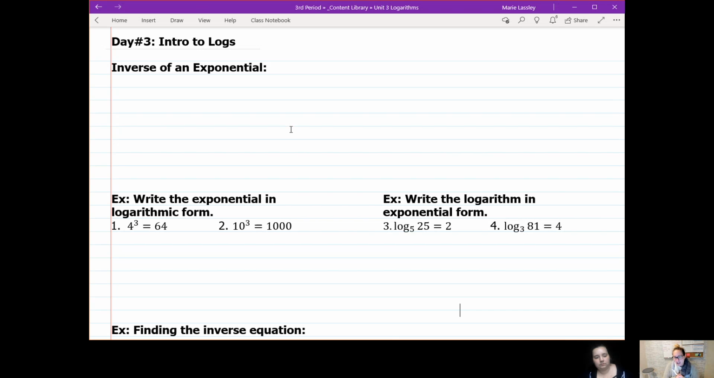So exponential functions, which we were talking about in our last 2 videos, have an inverse, like all graphs do. The inverse of the exponential is the logarithm.